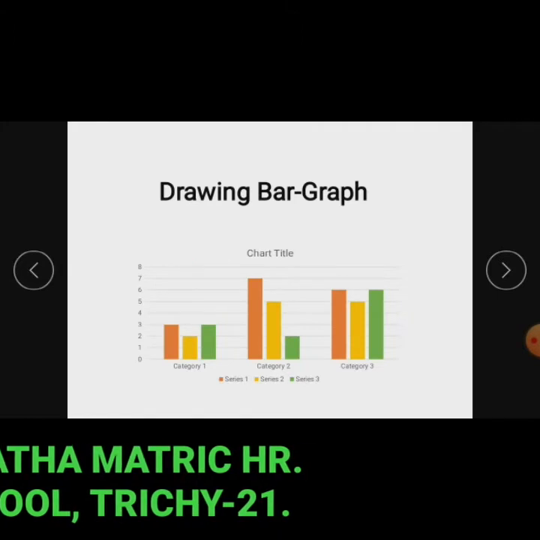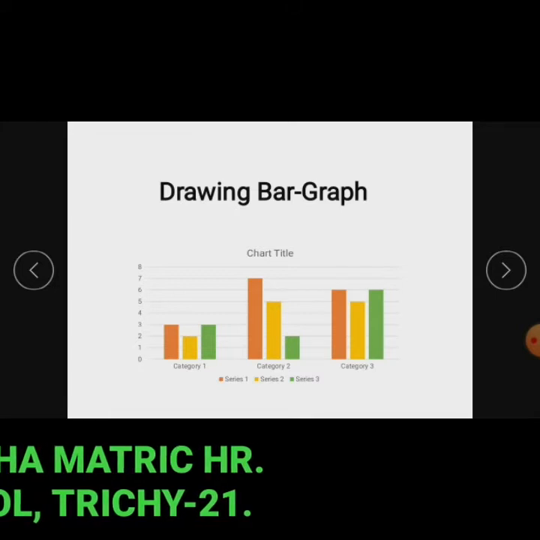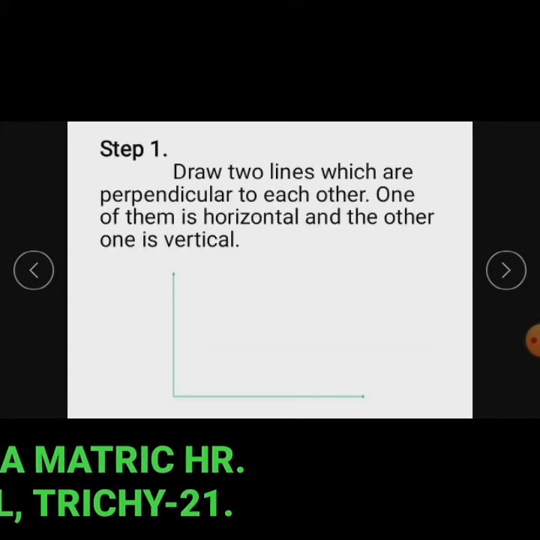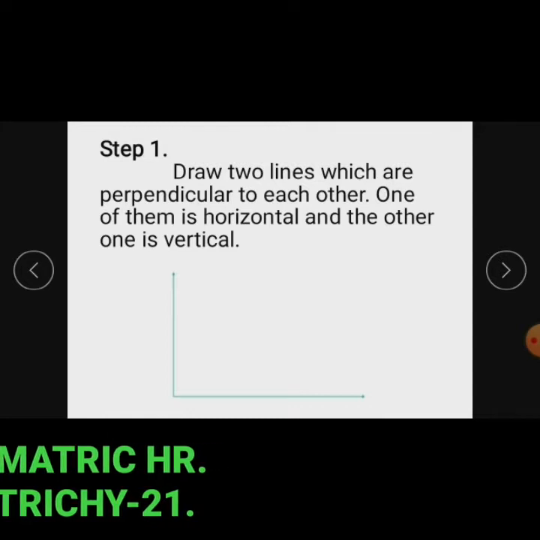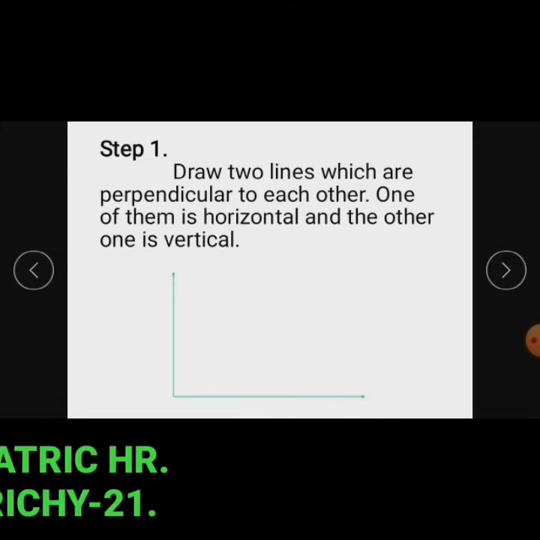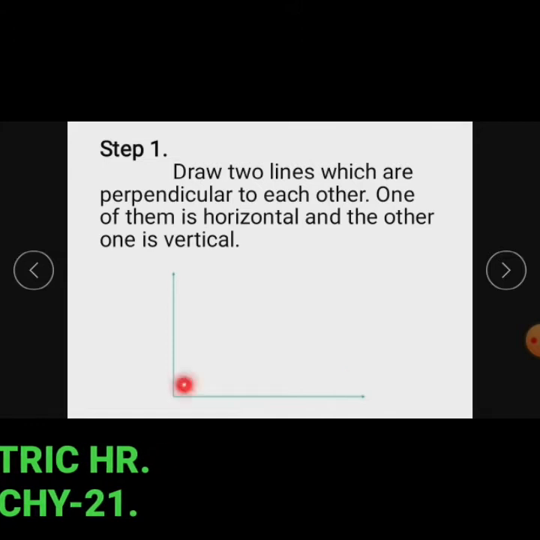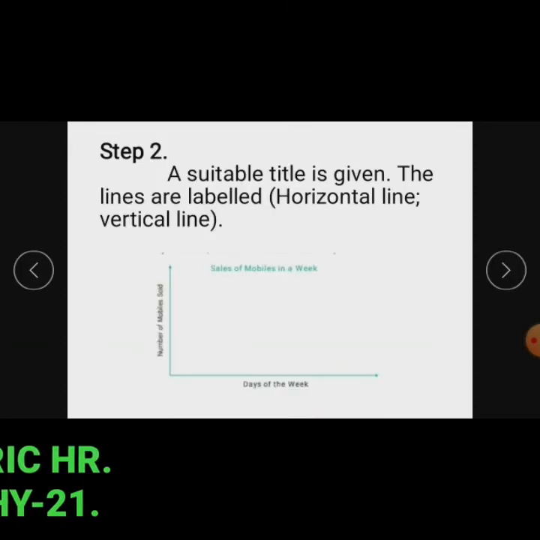Now we learn how to draw a bar graph. Step 1. Draw two lines which are perpendicular to each other. One of them is horizontal and the other is vertical. Step 2. A suitable title is given. The lines are labeled.